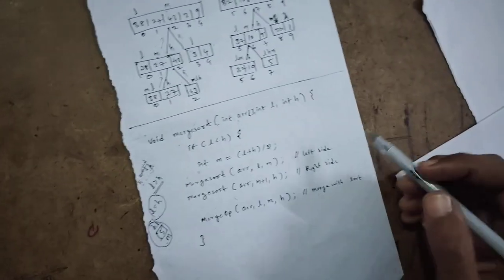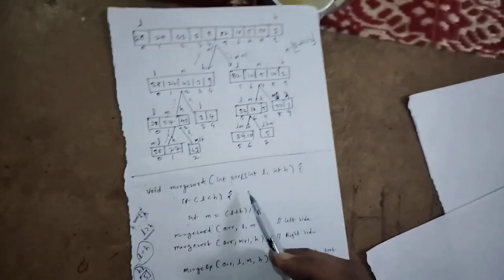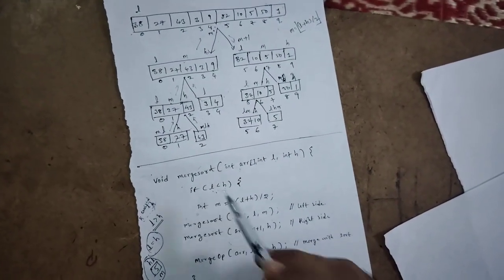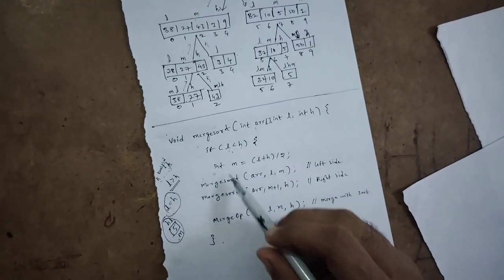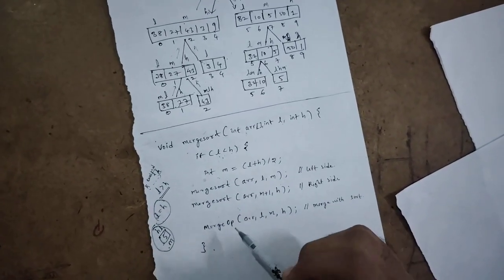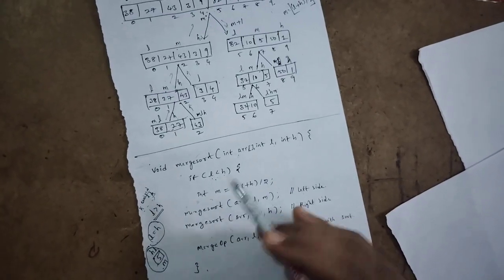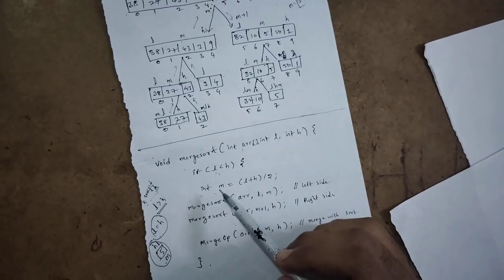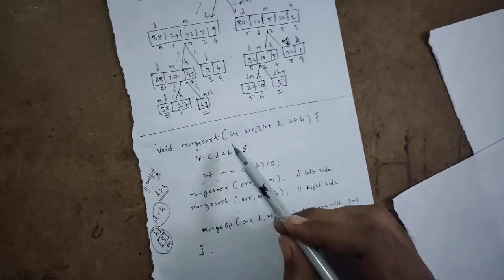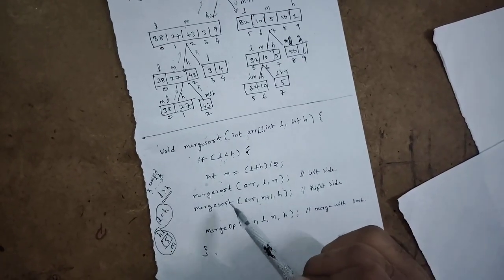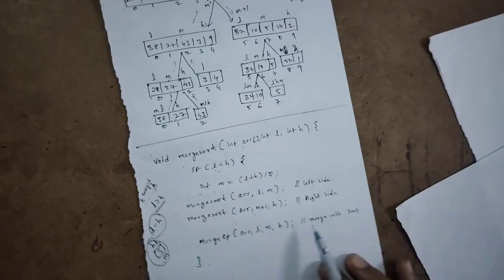Okay, then there is only one condition, that is L less than H. Only then will the program work. These are functions that call recursively, because when you see, the function is calling itself again. Let's see how it works.